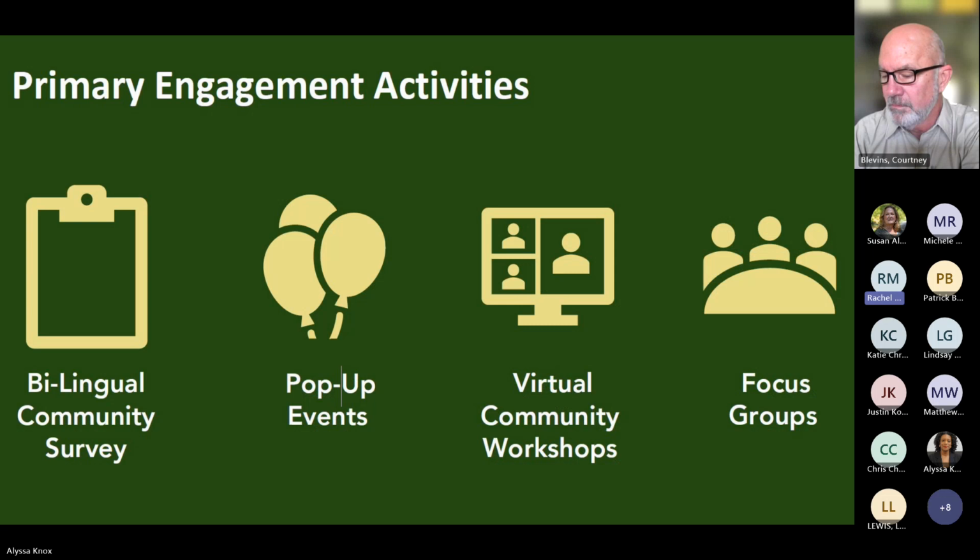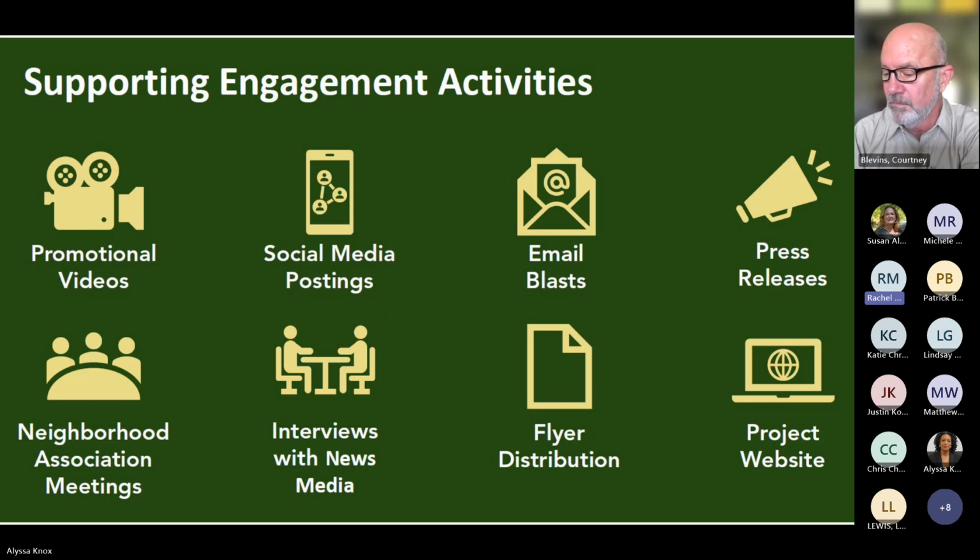Some engagement activities include bilingual surveys, pop-up events, virtual workshops, and focus groups. And this is all in an attempt to get more feedback on the plan. Next slide. Other engagement opportunities include email blasts, social media posts, videos, and press releases. Like for the Fort Worth Urban Forest Master Plan, we had promotional videos done by the mayor, which actually helped increase the awareness of the Urban Forest Master Plan. Next slide.